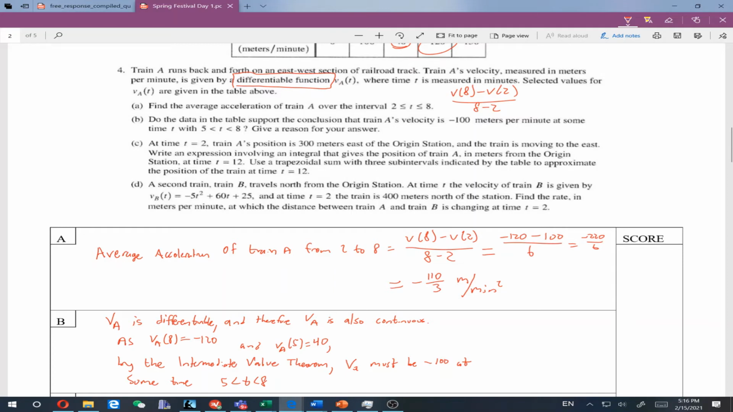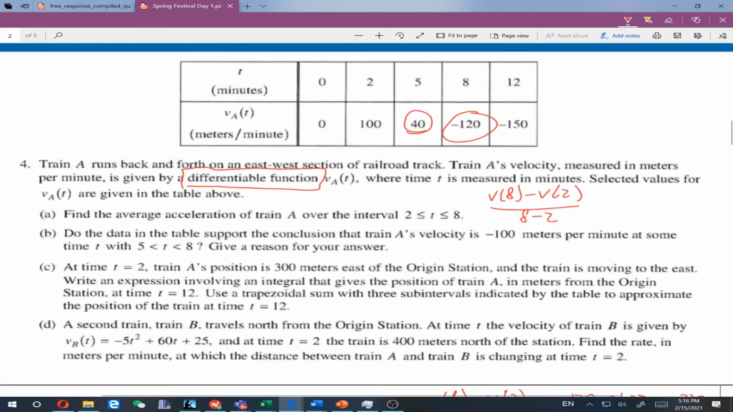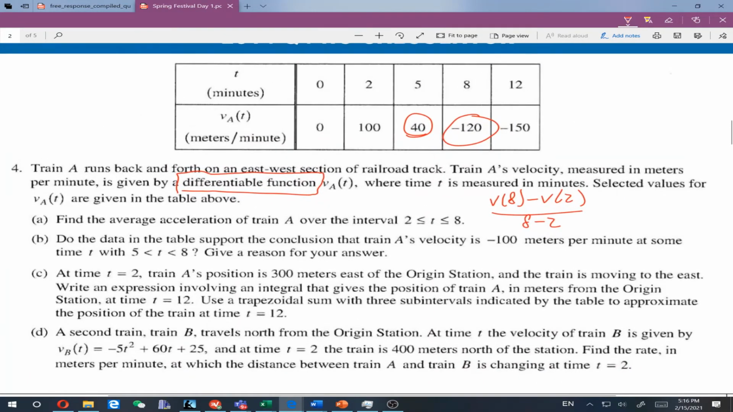Okay, for part C, Andrew, over to you. At time 2, train A's position is 300 meters east of the original station. The train is moving to the east. I want you to write an expression involving an integral that gives the position of train A in meters from the origin station at the time t equals 12. So what should our setup look like?